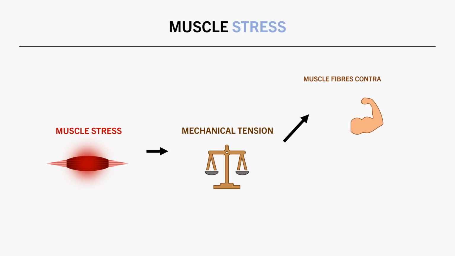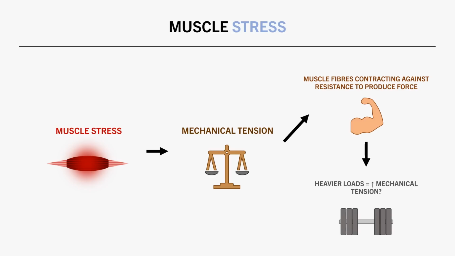Mechanical tension is simply the idea of muscle fibers contracting against resistance to produce high forces. So this is where load comes into the discussion. The assumption is that lifting heavier loads requires higher forces, increases mechanical tension, and induces greater muscle stress. However, this may not always necessarily be the case. Let's now explore which variables will impact how heavy we lift and how this influences muscle growth.